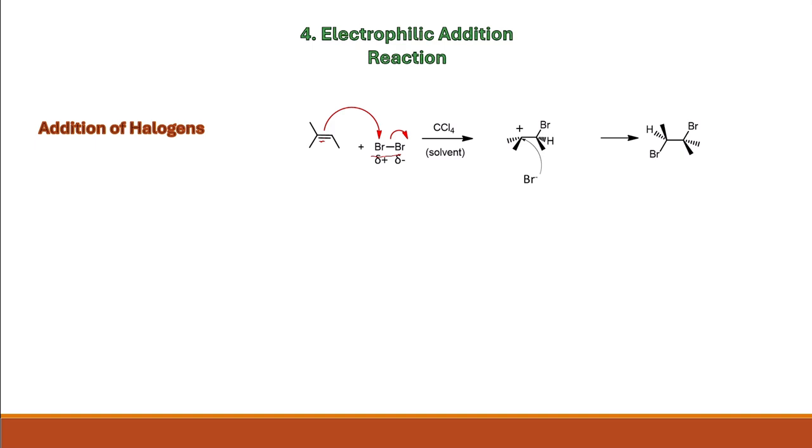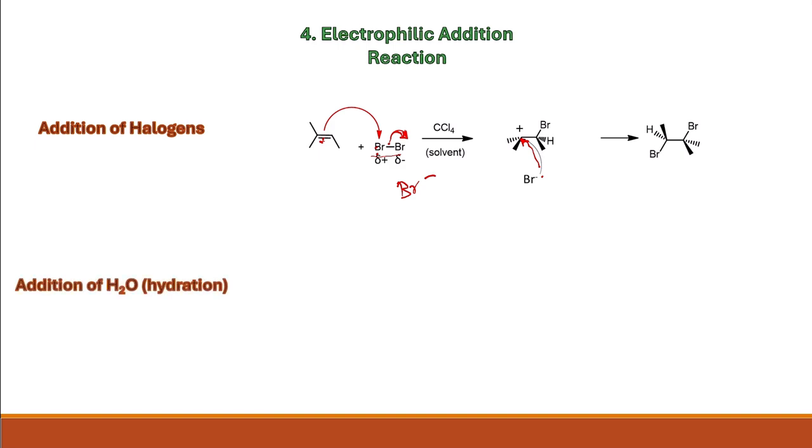So the double bond will attack one of the bromines in the bromine molecule, and then the bond between the two bromines will break to give you the bromide ion, and then the first bromine will be added to the double bond. The second step is that the bromide with a negative charge will attack the carbon with the positive charge, and that will give you the dibromo product, or the dibromoalkane.